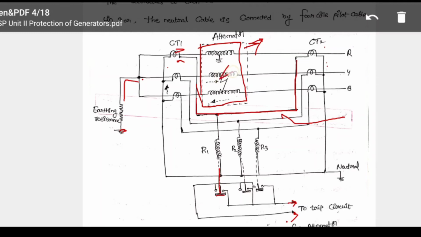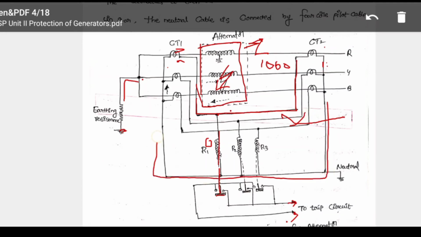Whenever a fault occurs in the alternator, whether a phase to phase fault or a phase to ground fault, a current will flow through these relay coils. Under normal conditions, zero current will flow in the relay coils, because whatever the current is here, suppose 100 amps or 1000 amps is flowing, the same 1000 amps will come back and flow again.